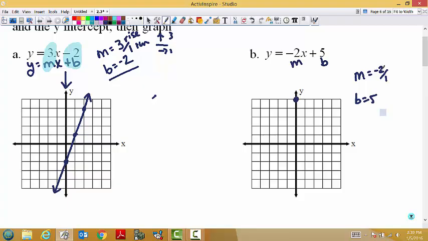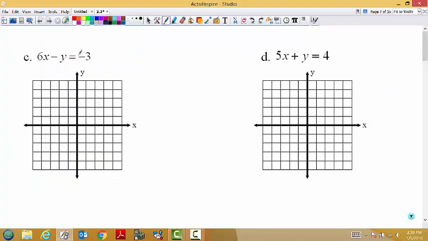And then my slope is down 2 over 1. That means I'm going to go down 2 and over to the right 1. So I'm going to go down 2 over 1, down 2 over 1, down 2 over 1, like that. And you just connect your dots. You don't have to put that many points if you don't want to. I require 2.